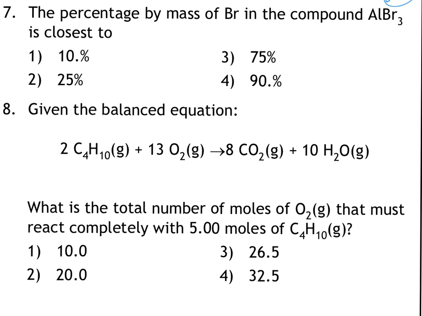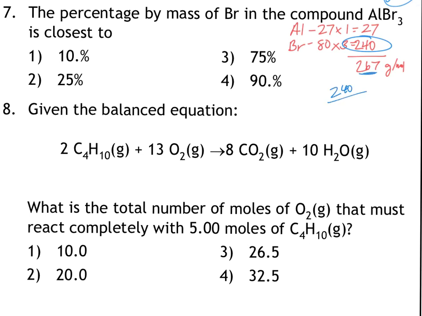Number 7, the percentage by mass of bromine in the compound AlBr3. So we'll use the same tactic here. Table T says that we need to use the mass of the part over the mass of the whole times 100. The mass of the part in this case is going to be the mass of bromine, which, after a quick calculation for the formula mass, I found is 240. So the mass of the part is 240. The mass of the whole is 267. And I need to divide those and then multiply by 100. And my final answer is almost 90%. So choice 4 is my best answer.